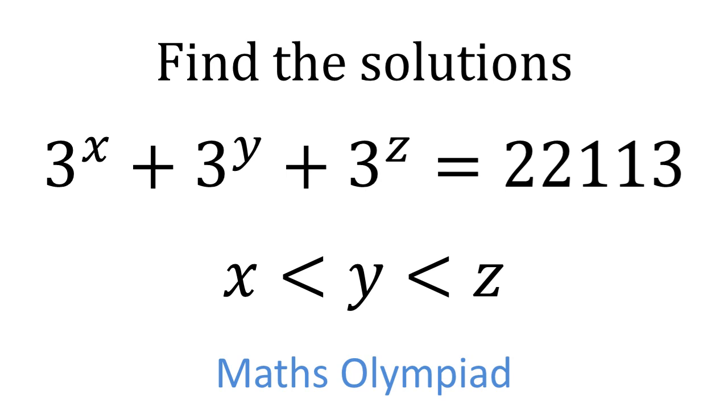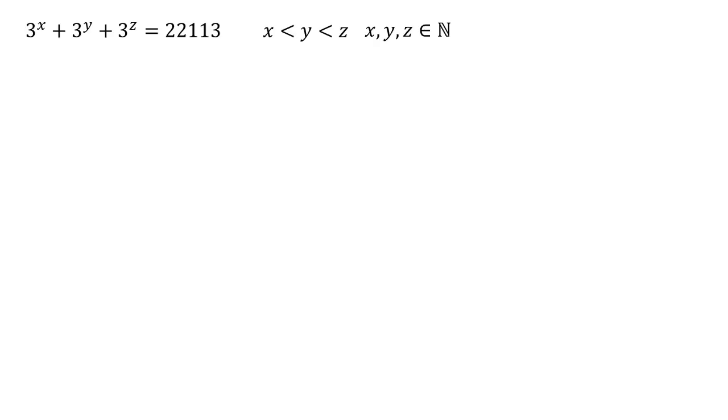In this Maths Olympiad question, we need to find the solutions to the equation 3 to the power of x plus 3 to the power of y plus 3 to the power of z is equal to 22,113, where x is smaller than y, which is smaller than z. So we've got our equation here. We're also told that x is smaller than y, which is smaller than z, and that x, y, and z are all in the natural numbers.